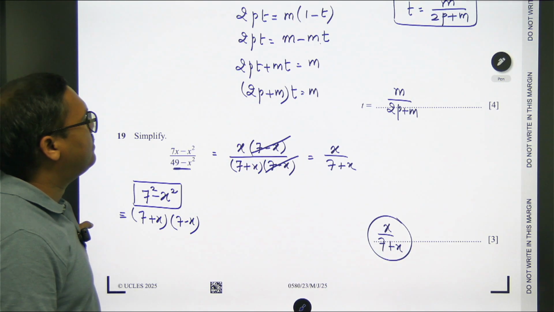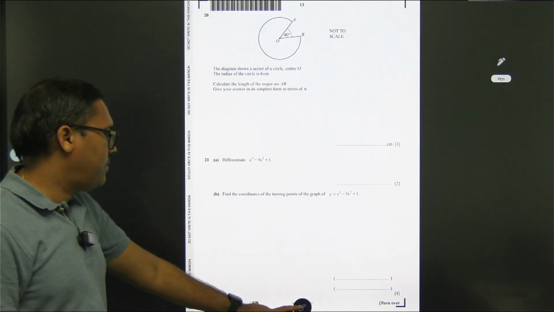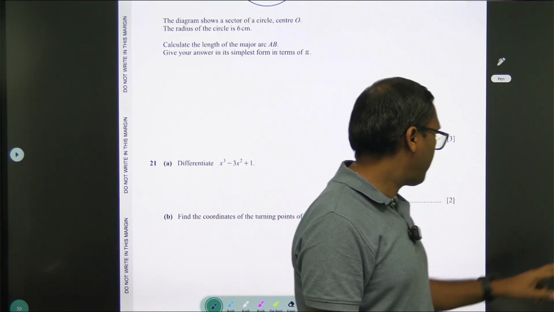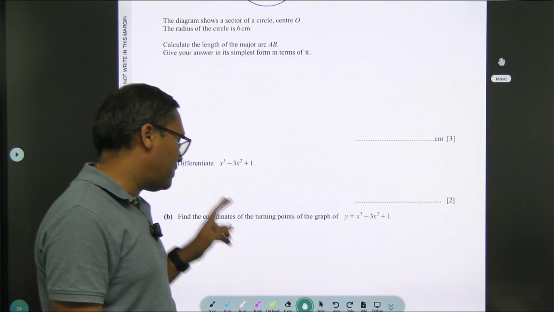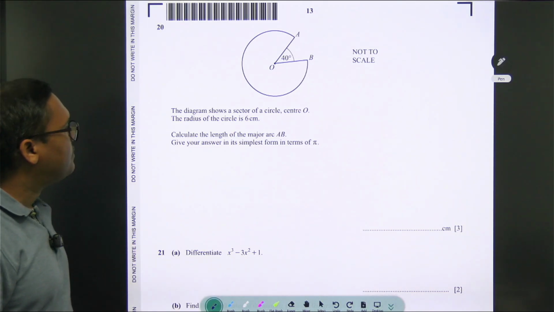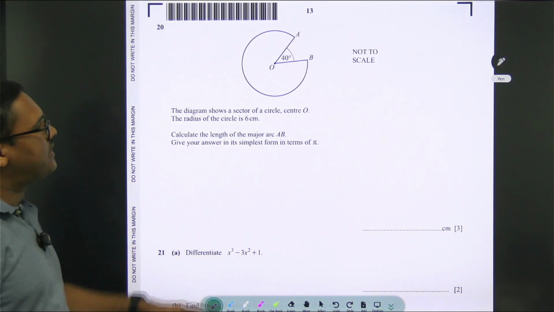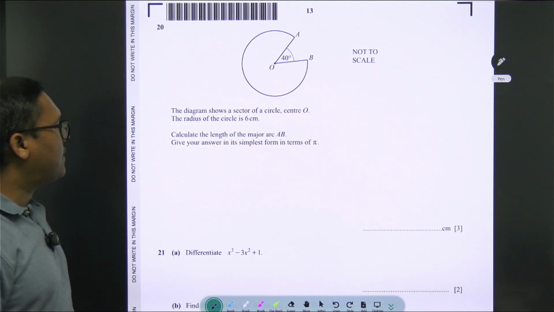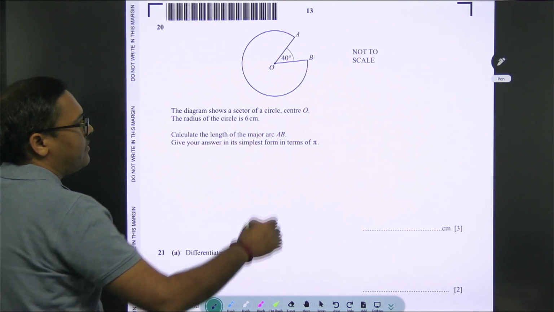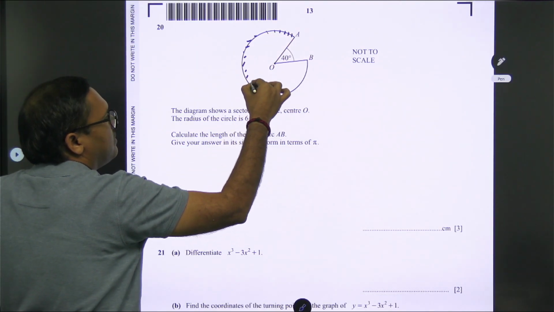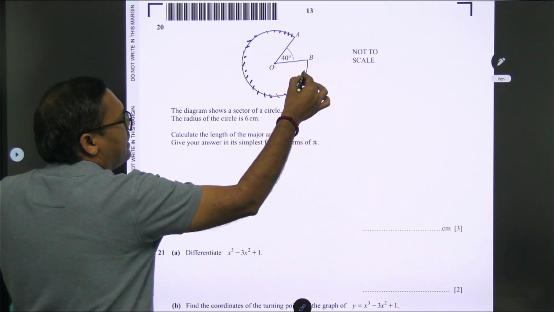So this is done. Okay. So now question 20. Let's move to the next question. That is question number 20. The diagram shows the sector of a circle. You can see with center O. The radius is 6 centimeter. Calculate the length of major arc AB. You have to write the major arc length.